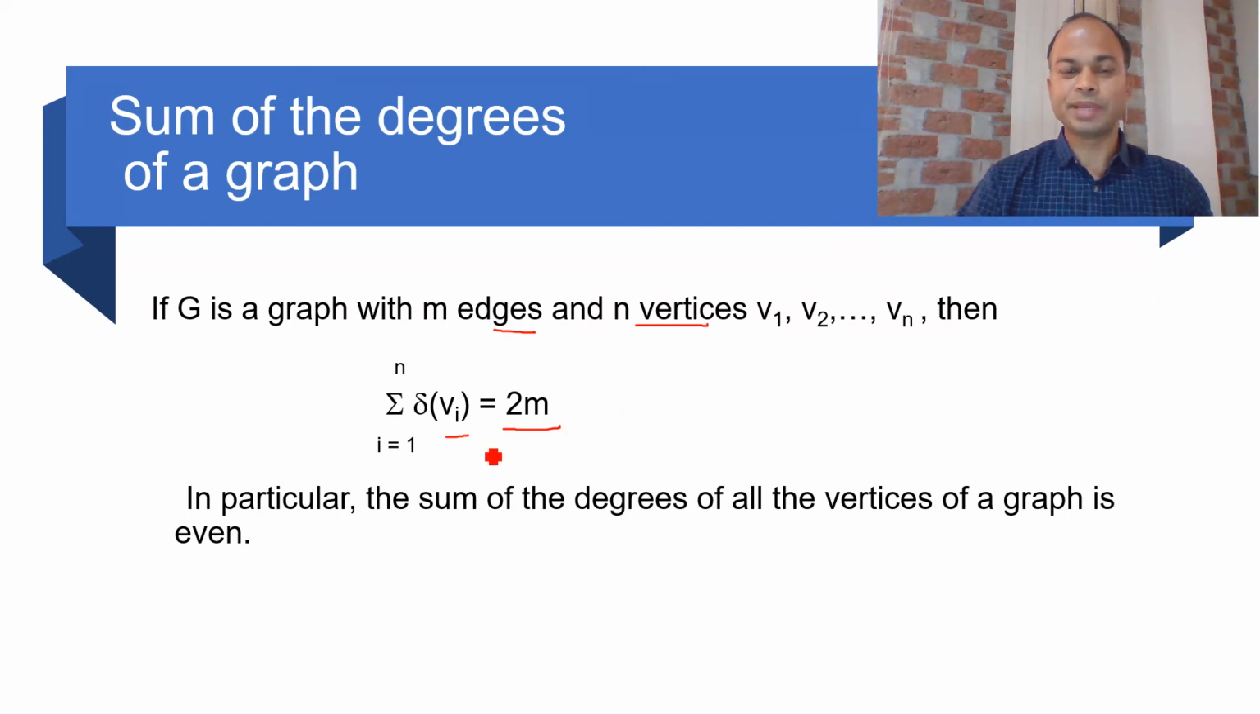Whatever number of edges m we have, if we multiply m by 2, then this result is the sum of degrees of any graph. Moreover, the sum of degrees of the graph is always an even number. m may be odd or m may be even, but twice m is always even. Therefore, the sum of degrees of the graph is always an even number.